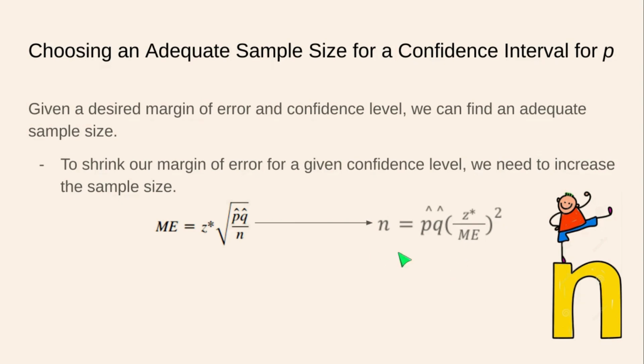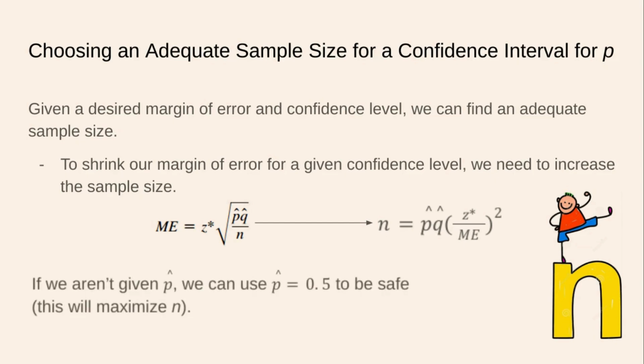Yes, you can derive it with a little bit of algebra from a formula that you would be given on the AP test in the formula sheet. But just putting this to memory, it's not terribly hard to memorize. I recommend you do it. All right, p hat q hat times the square of the ratio of the z star value, the critical value, over the margin of error.